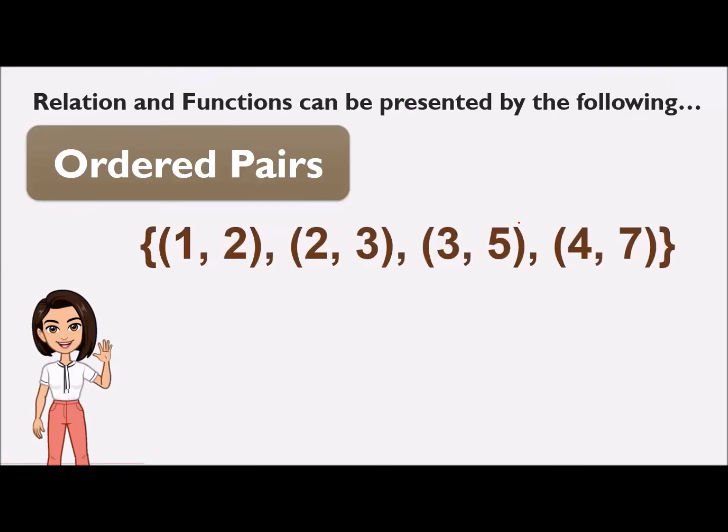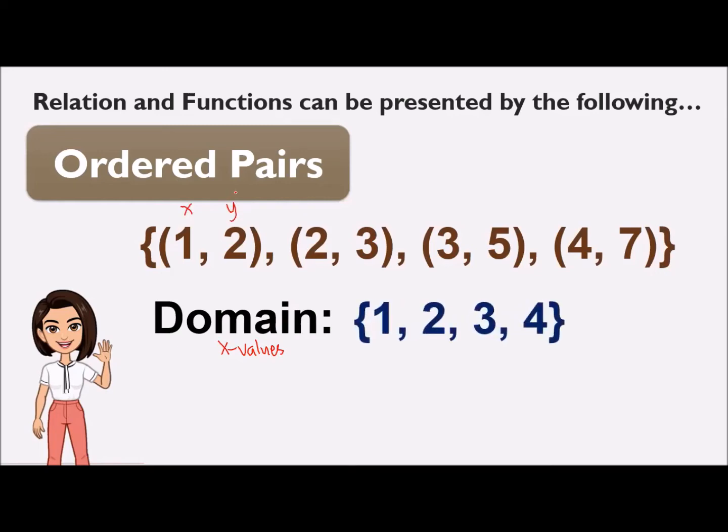We have here the first ordered pair, 1, 2, then 2, 3, 3, 5, and 4, and 7. So, let us identify the domain and the range. So, pag sinabi ulit nating domain, these are the x values. So, balikan ulit natin, ordered pairs, nauuna lagi si x kesa kay y. So, the domain here are 1, 2, 3, and 4. Yung nauuna, 1, 2, 3, and 4.